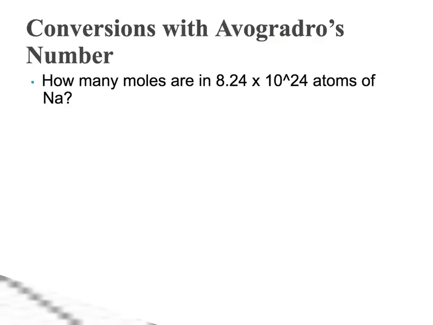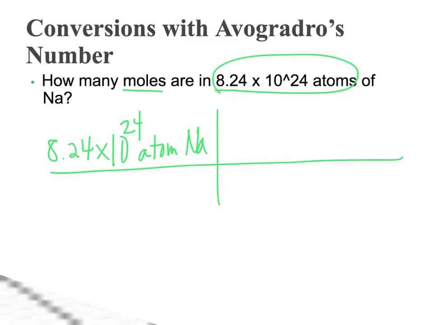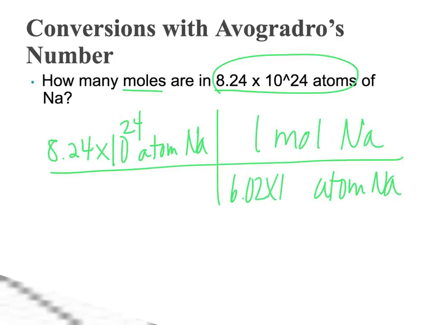Okay, so now let's do one where we're starting with atoms instead of moles. So this time we're going to be going to moles. We're going to start with the 8.24 times 10 to the 24th atoms, and this time it's sodium. We have atoms of sodium, so we know we want to get rid of atoms of sodium, and that means we're going to go to 1 mole of sodium on the top. So now our Avogadro's number comes down here. I have a number on the top, a number on the bottom, so this time I need to divide. So remember to type in the second E when you want to put those exponents in.